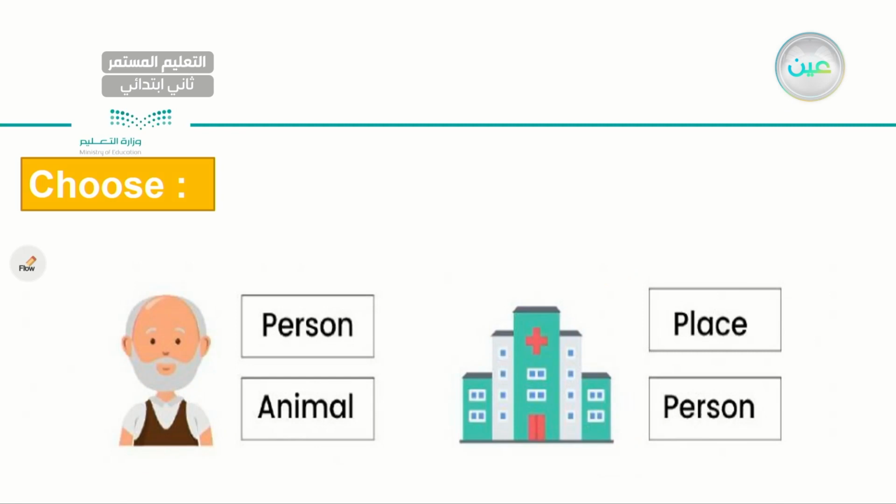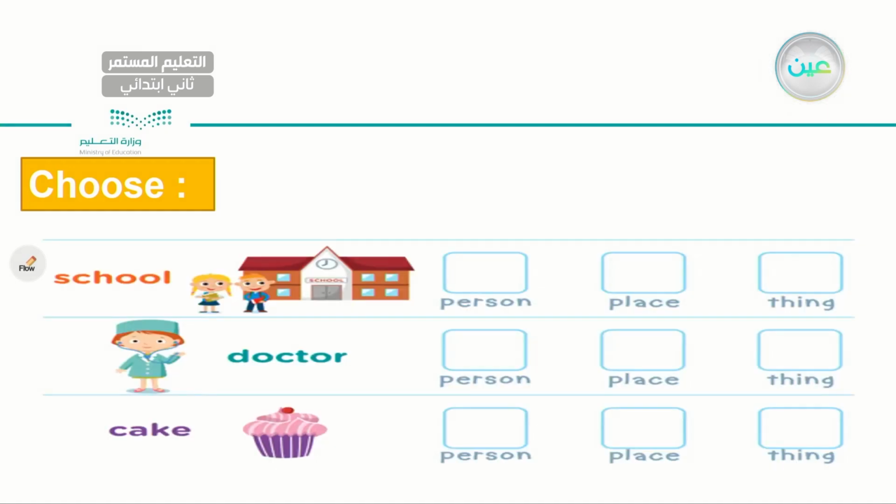Now, let's do the same here. I have this old man. Person, animal. What do you think? He is a person. Very good. Next picture, I have place, person. I have a place. Very good, my dear student.